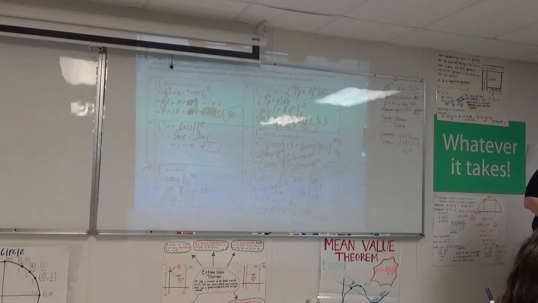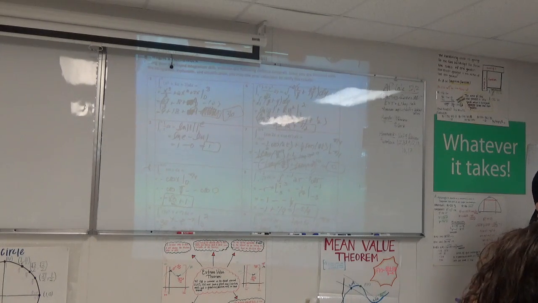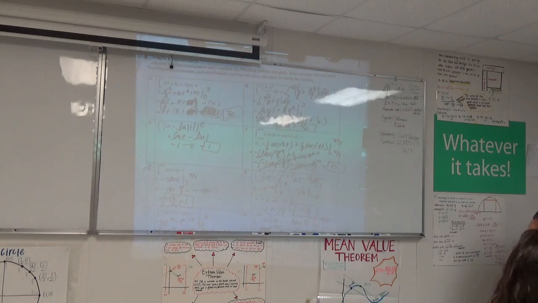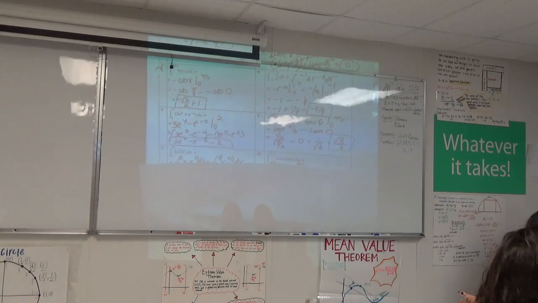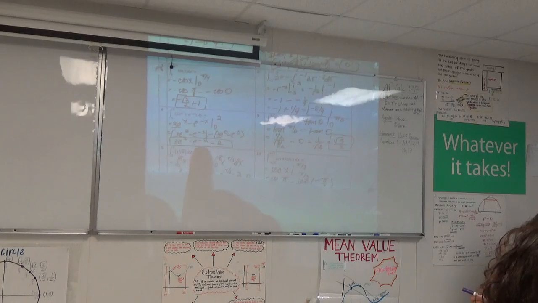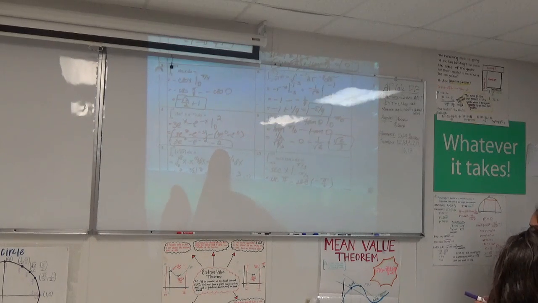Evaluate, simplify. Number 3, antiderivative sine of x, negative cosine of x. Evaluate, simplify. Number 4, antiderivative 3e to the x minus e to the negative x. Evaluate, simplify. So what you couldn't see is 3e cubed minus e to the negative 2 minus 2.